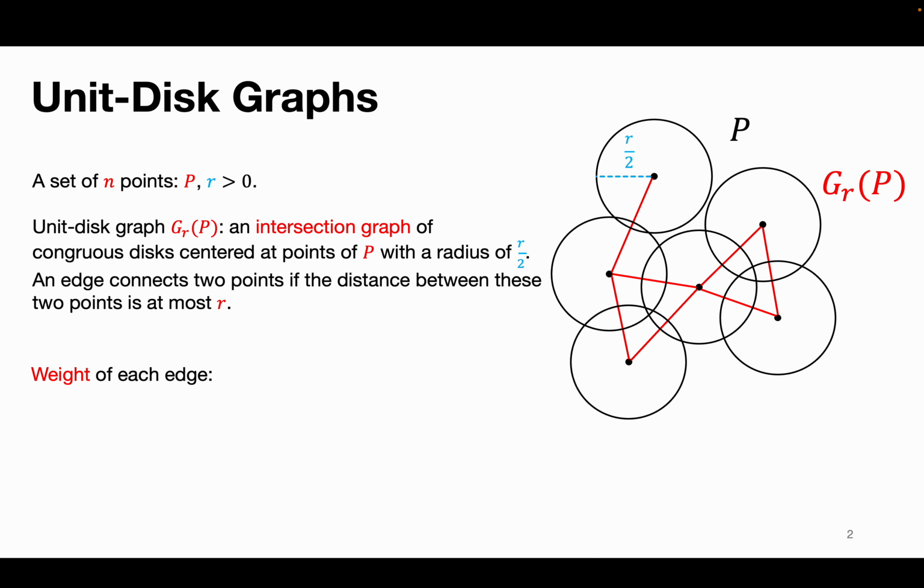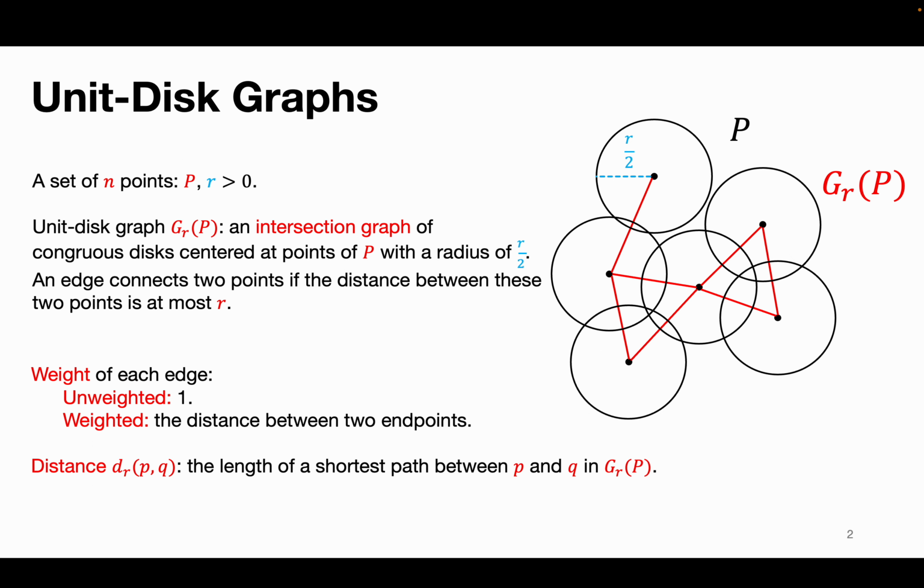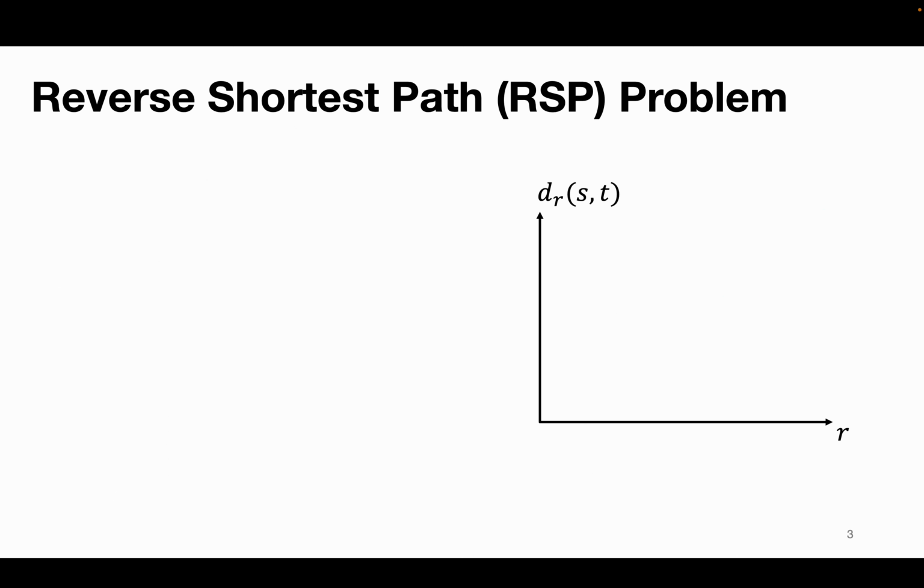We have 2 ways to assign weights to each edge. In the unweighted case, each edge has a weight of 1. In the weighted case, the distance between these two endpoints is used as the weight of this edge. And the distance between 2 points is the length of a shortest path connecting these 2 points in the unit disk graph. We can also define L1 unit disk graphs if the distance between 2 points is measured by the L1 metric.